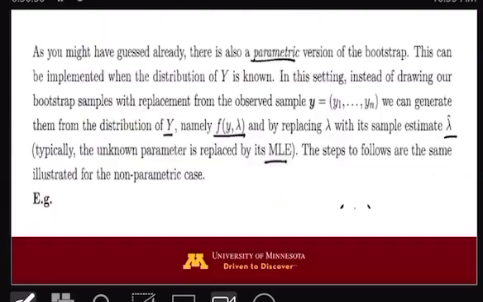Now I want to go into the parametric version of bootstrapping. I just want you to see the difference between the non-parametric and the parametric. For the non-parametric, there's no distribution specified. But for the parametric, we know the distribution, but maybe the variance of the estimator may look complicated. And that is the reason why we want to use the idea of a bootstrap.